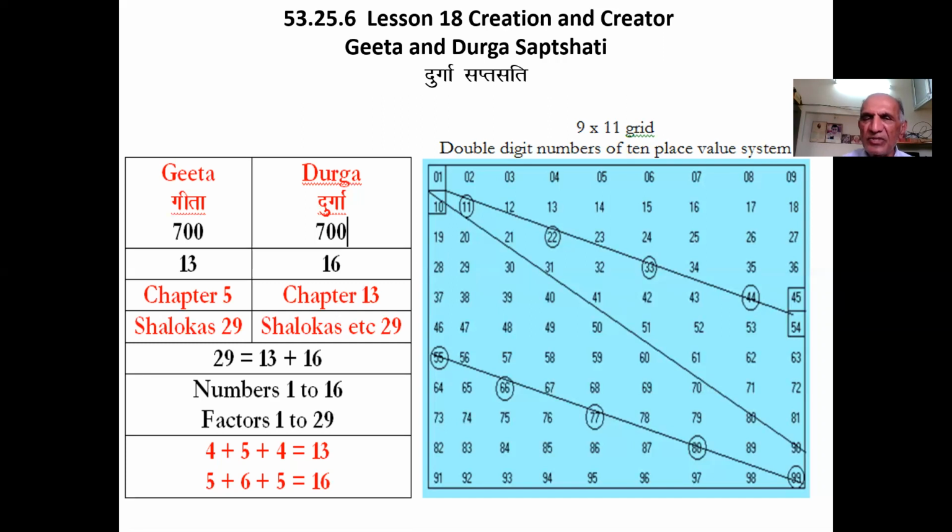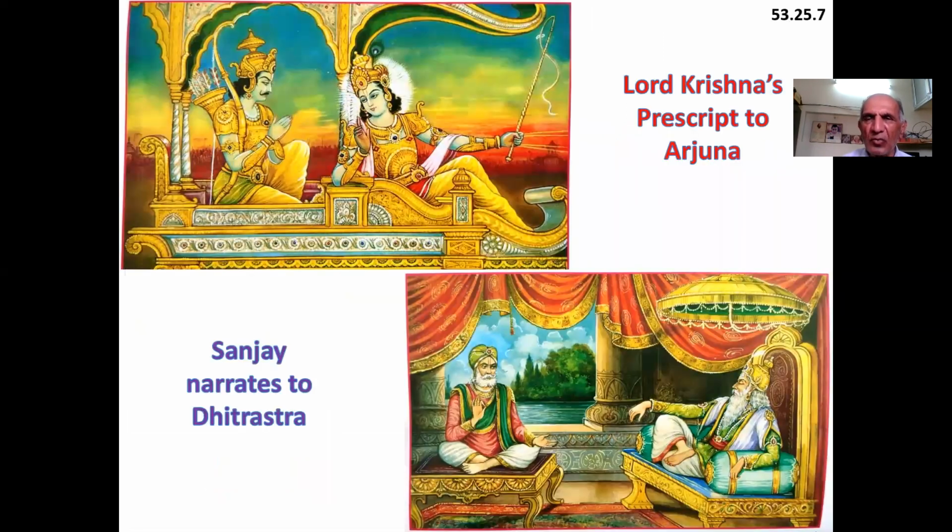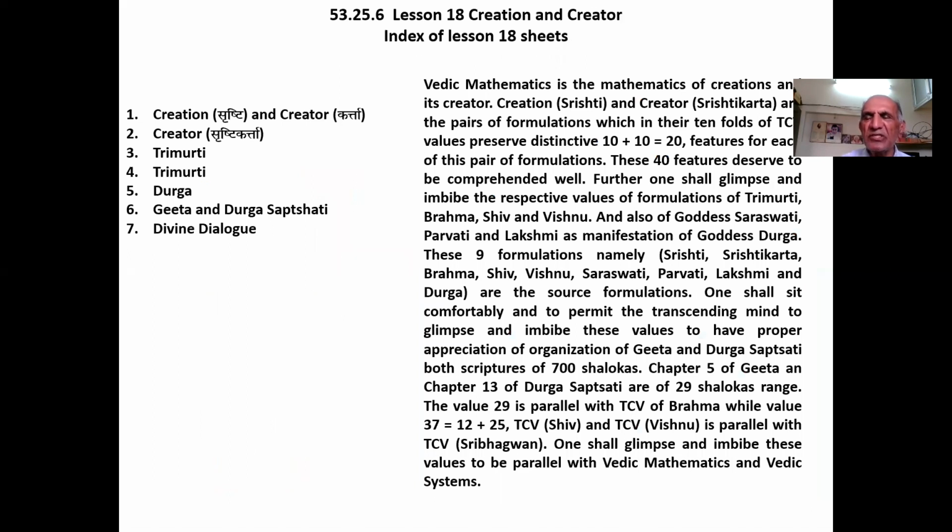Now, for the present, it will be blissful that we revisit these organization steps, and this will bring us face to face with the basic feature that Vedic mathematics is the mathematics of creation and its creator. Creation, Srishti, and creator, Srishtikarta, are the pair of formulations which in their tenfolds of TCV values preserve distinctively 10 plus 10, 20 features for each of this pair of formulations. These 40 features deserve to be comprehended well.